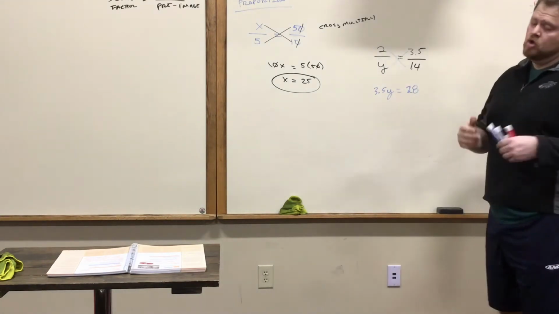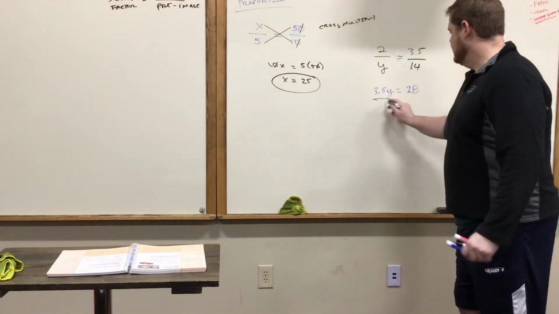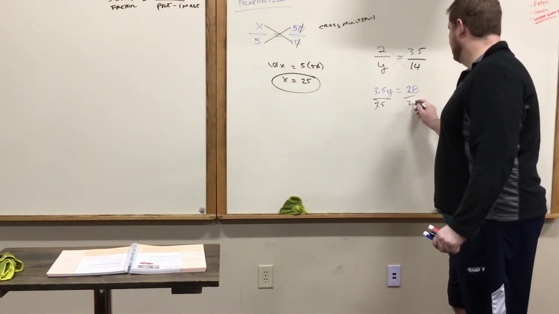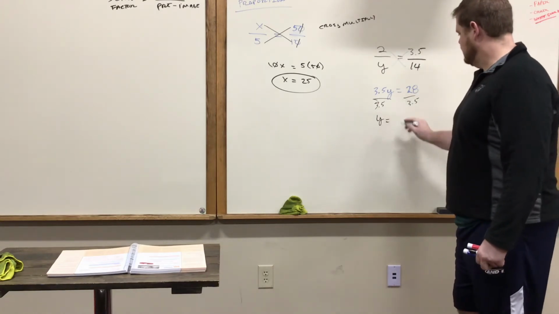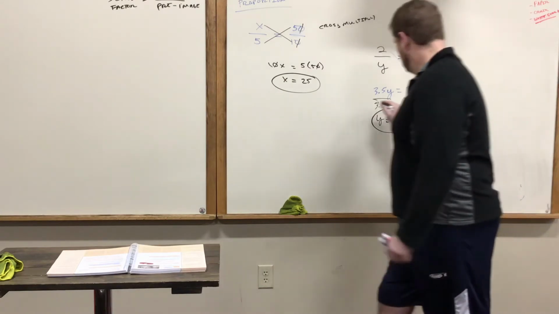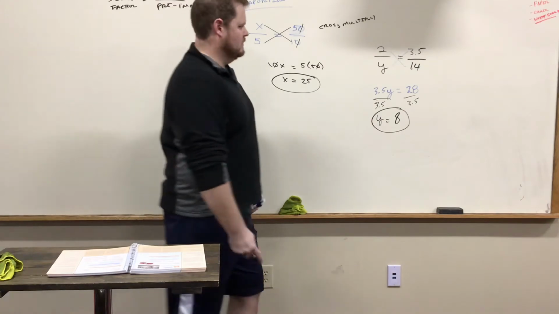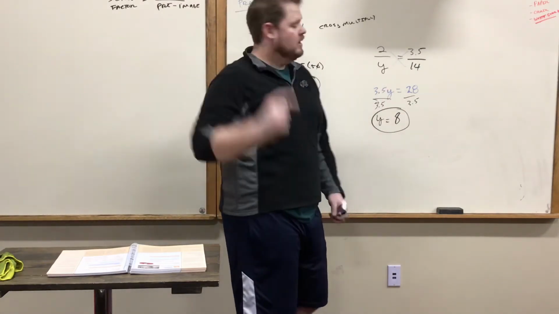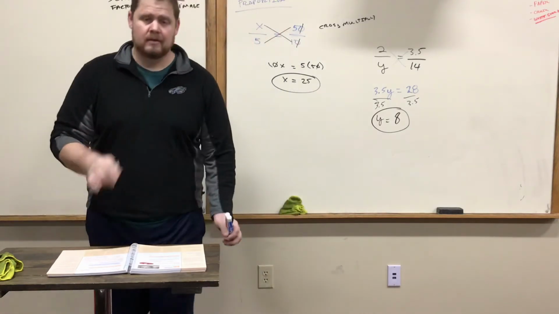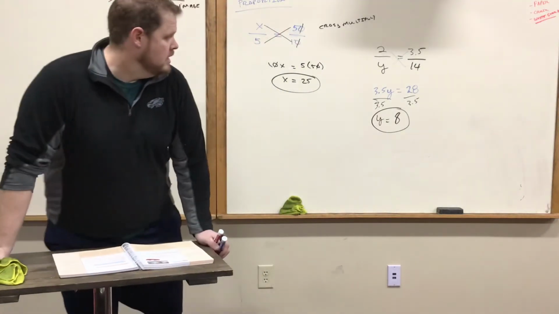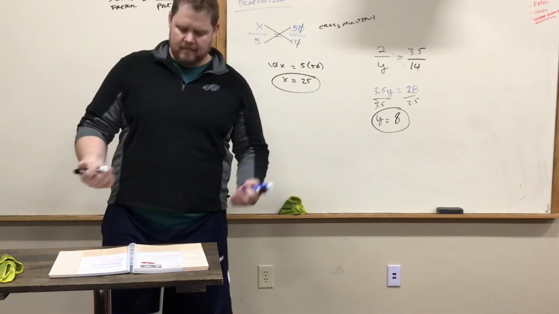Now, are we done? No, because that's not giving me what y is. I need to find what y is. Divide by 3.5, divide by 3.5. y equals what? 8. How do I know that? Well, I put it in my calculator, but the other way I know is 3.5 times 2 is 7, 7 goes into 28 4 times, so 4 times 2 is 8. And that's how I got my answer.